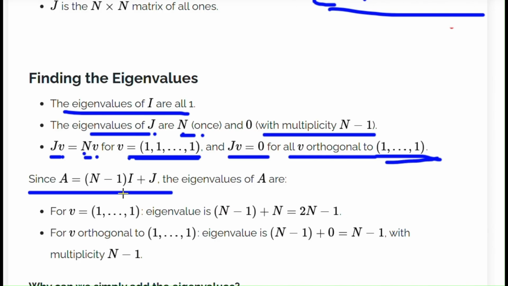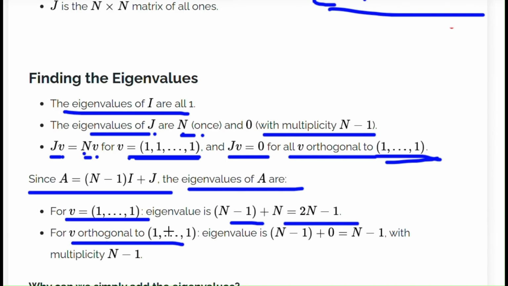Since A is n minus 1 times I plus J, the eigenvalues of A are just the sum of these: n minus 1 plus n, which is 2n minus 1, for the eigenvector 1, 1, 1, and for eigenvectors orthogonal to 1, 1, 1, it would be n minus 1 plus 0, which is n minus 1. So this is the answer to the question.